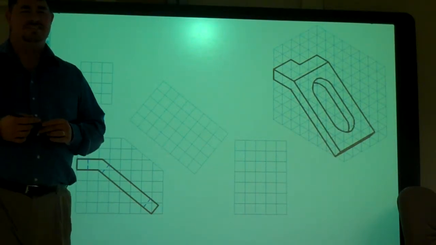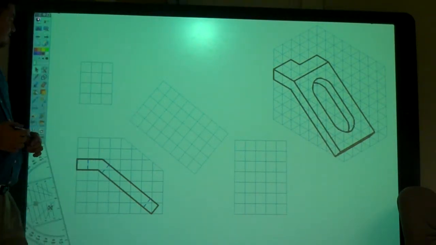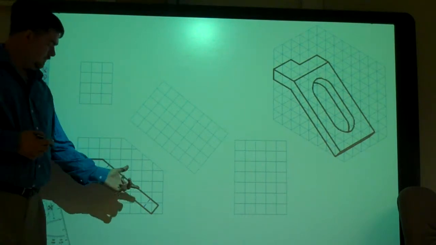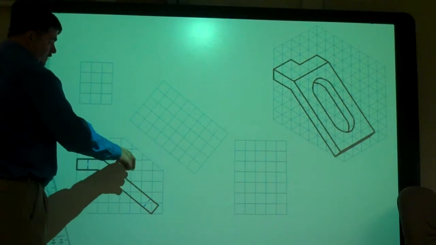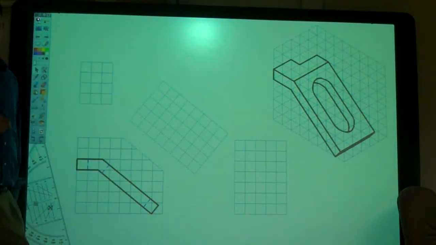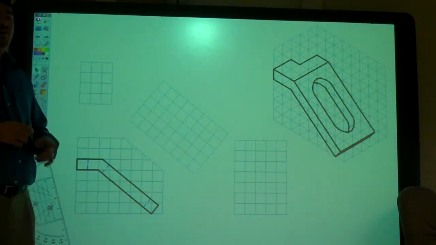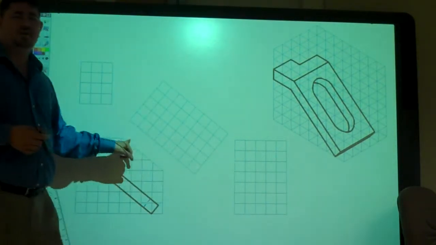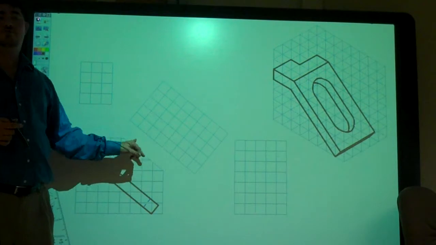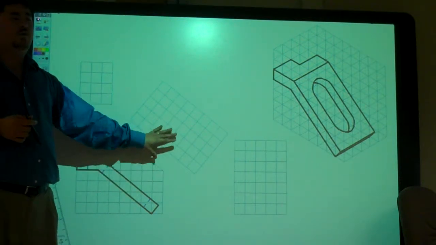Because I don't know. So it has to be lined up with it. Is looking at this part from the top going to show me anything? No, right? It's going to show you the exact same thing I would have seen in the side view. So it's not going to show me anything new. It's going to make it harder to draw, harder to understand, so I don't need it.